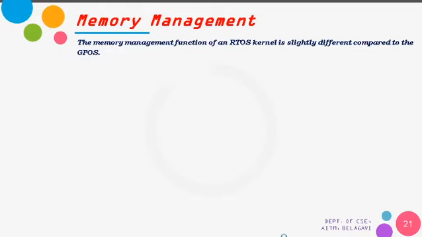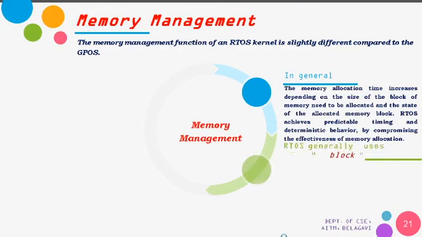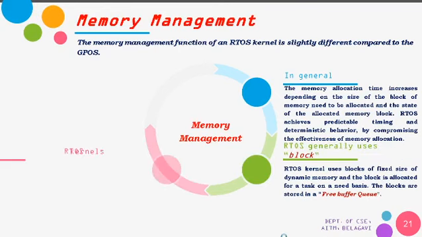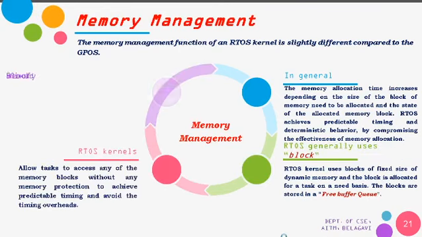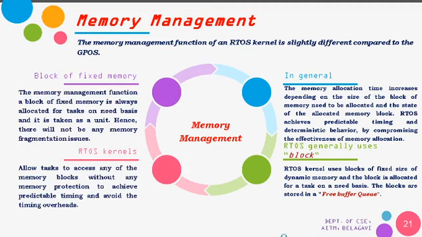Now memory management. The memory management function of a real-time operating system kernel is slightly different compared to a general purpose operating system. In general, the memory allocation time increases depending on the size of the block of memory needed to be allocated and the state of the allocated memory blocks. A real-time operating system achieves predictable timing and deterministic behavior by compromising the effectiveness of memory allocation.